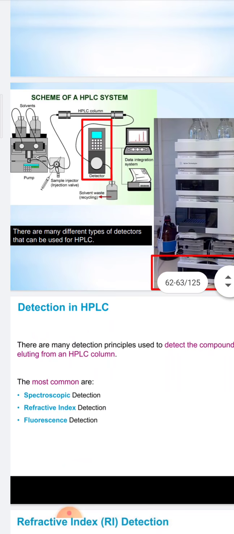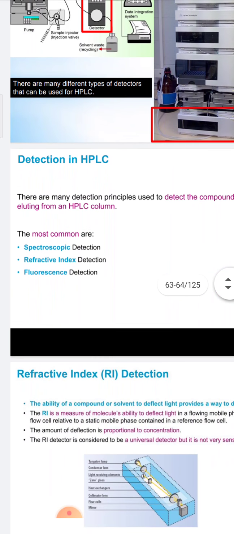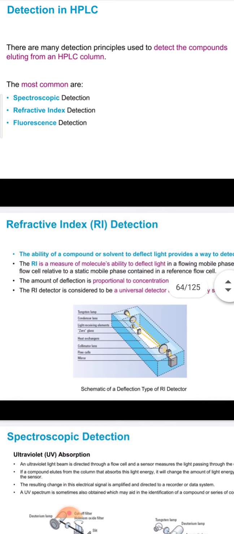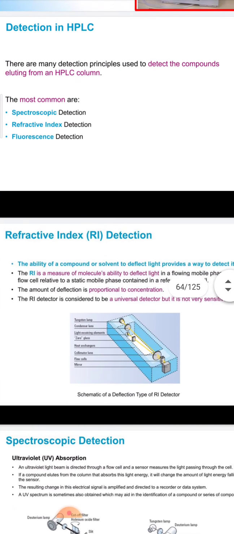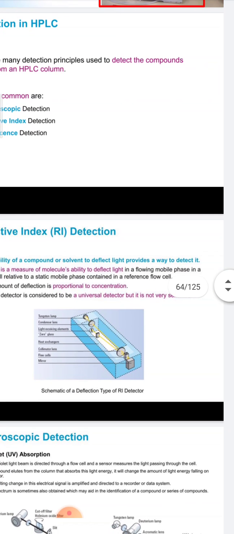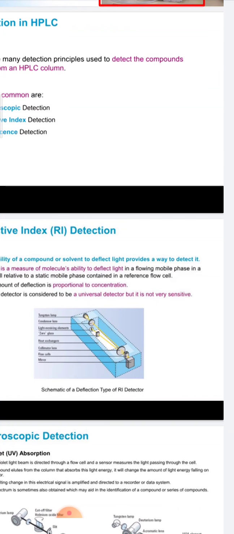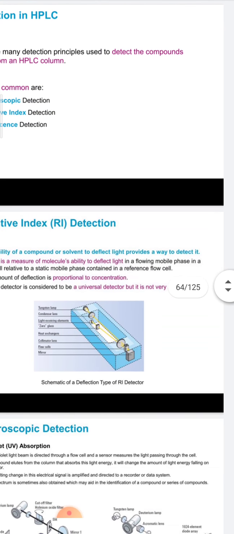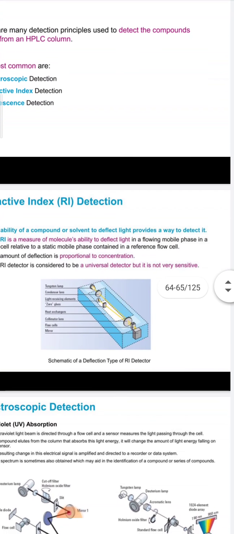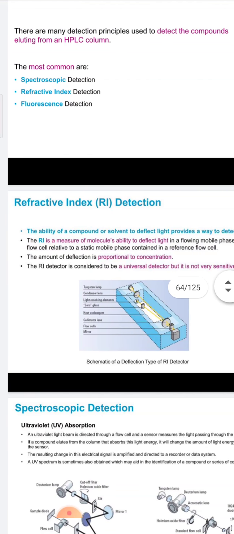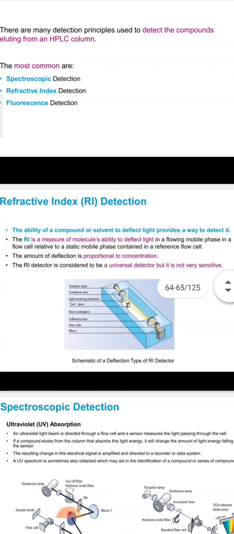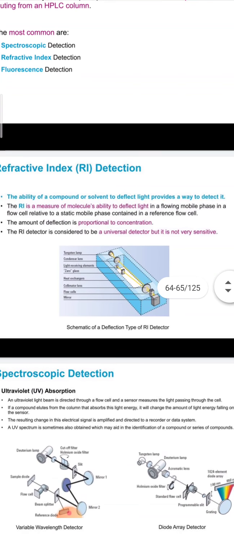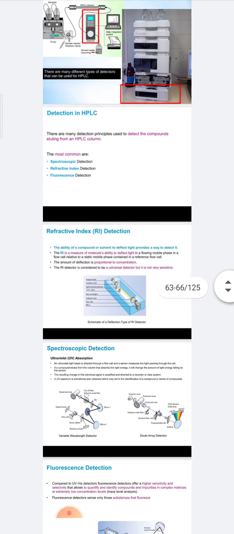There are many different types of detectors that can be used. Two types of detectors we have seen are the refractive index and the UV. In refractive index detection, the ability of a compound or solvent to deflect light provides a way to detect it. RI is the measure of the molecule's ability to deflect light in a flowing mobile phase in a flow cell relative to a static mobile phase. It is considered to be a universal detector, but it is not very sensitive. That you have to remember.